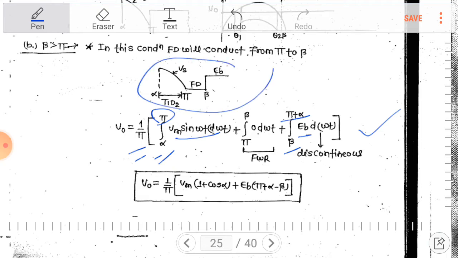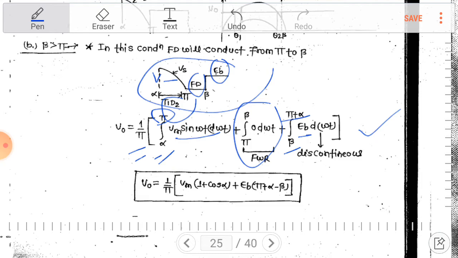As we can see in this diagram, this is a sketch for one cycle of the output side, or half cycle of the input. Here T1 and D2 are conducting from alpha to pi. After that there is a freewheeling period, and when the freewheeling period is completed, the voltage equal to Eb appears at the load side. So in this period from pi to beta, the freewheeling period, the output voltage is equal to 0.